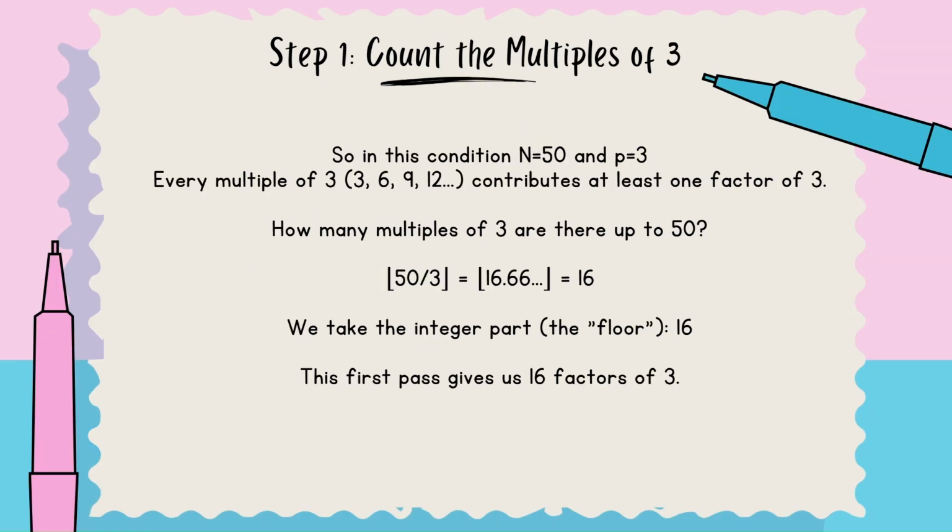So in this case, we have n equal to 50 and p equal to 3. So every multiple of 3, that is 3, 6, 9, 12 and so on, contributes at least one factor of 3. So how many multiples of 3 are there up to 50? We are just grouping by 3. So in 50, there are 16 multiples of 3. How will we calculate them? Just 50 divided by 3 and its floor value, that is 16. So the first pass gives us 16 factors of 3.